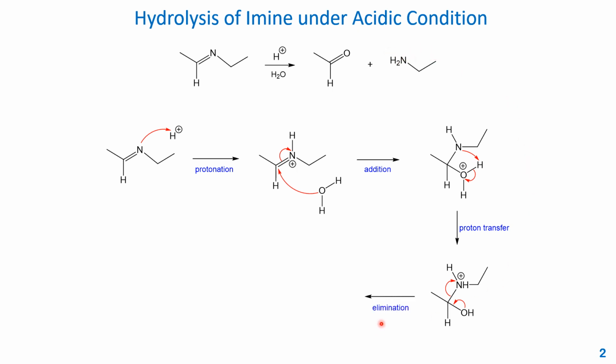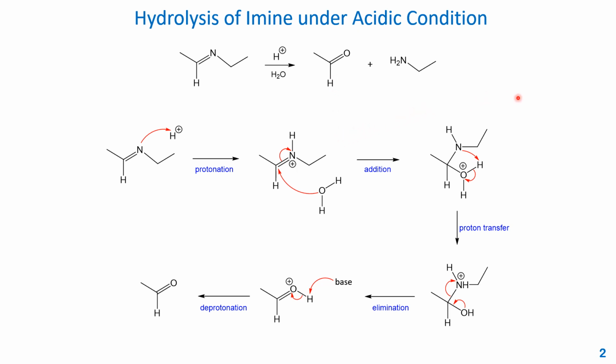After this elimination step, you form this protonated aldehyde. The last step will be deprotonation. The base takes this proton and pushes the sigma electrons back to oxygen, and the deprotonation step will give you the other product, the aldehyde. So this is the hydrolysis of imine.